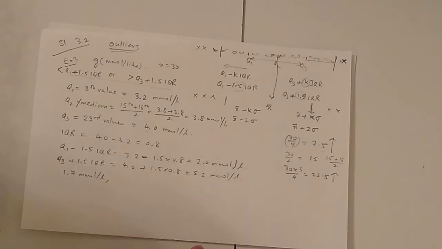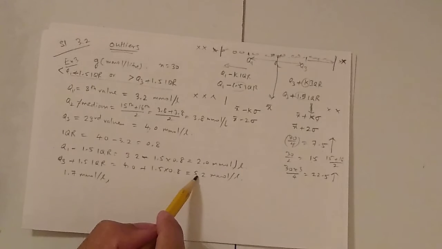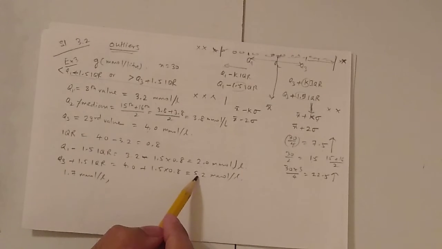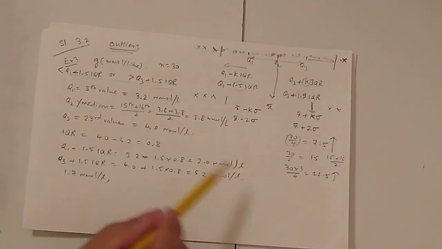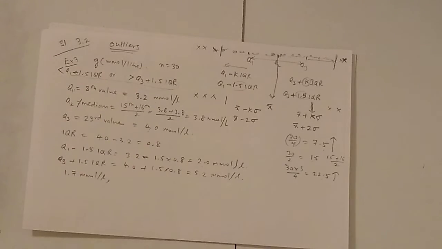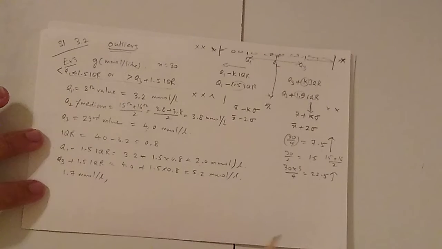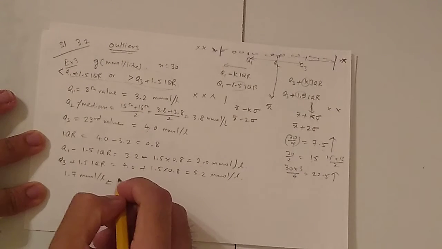The highest value is 5.1. 5.1 is less than 5.2, so it is not an outlier. In case we had 5.5, then 5.5 would be greater than Q3 plus 1.5 IQR. Therefore, that would be considered an outlier. In this case, we just have one outlier, 1.7 millimole per liter.